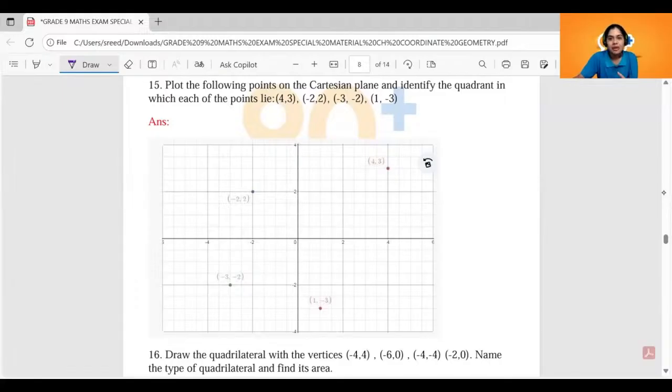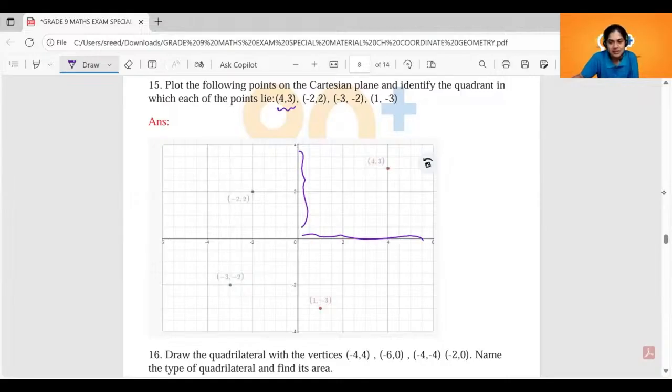See, both of them are positive. Which quadrant? X positive means this side. Y positive means this side. So which quadrant is enclosed by those two axes? It's the first quadrant, right? See, the point is in the first quadrant. You have to plot the following points on the Cartesian plane and identify the quadrant.